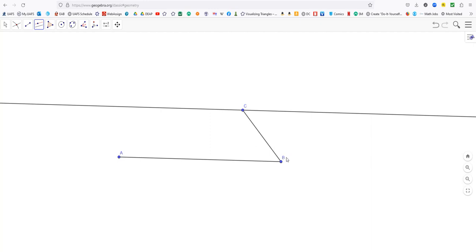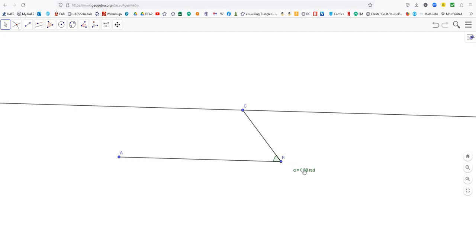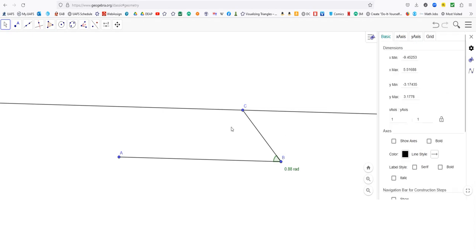Now, where else could D be? Well, we know that this angle here should be the same size as the angle over here. So let's measure this angle here. We're going to measure angle CBA. And just to be sure, let's make sure that it is between 0 and 180 degrees. And we'll show its value, but there it is in radians. You can switch it to degrees if you'd rather. Okay, so we have that.